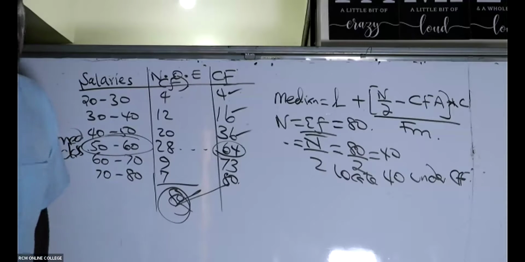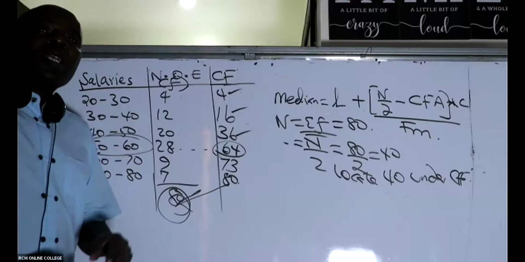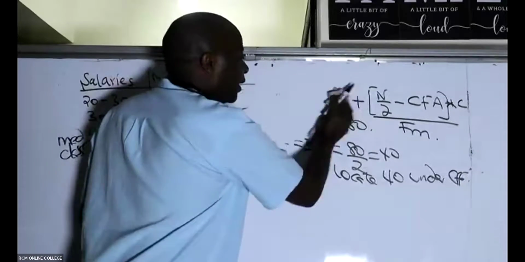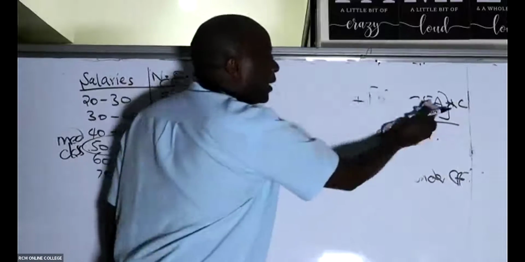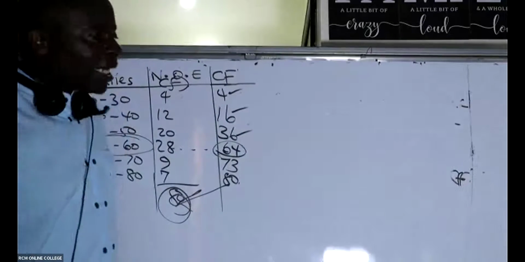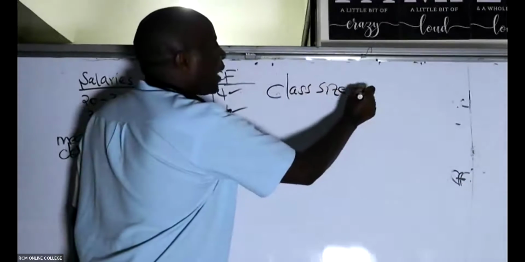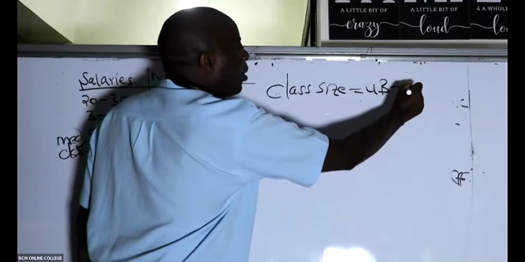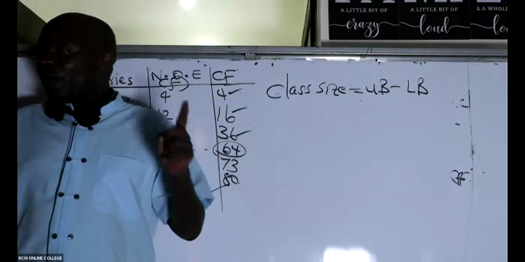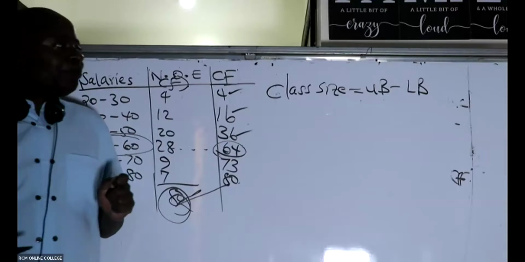And once you have gotten the median class, the next thing that you should be able to do pretty fast is to give us what we call the class size. So how do we get class size? To get the class size, we normally take the upper boundary minus the lower boundary.